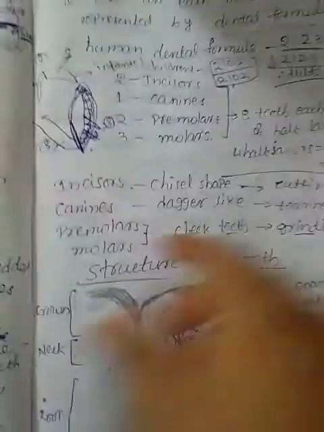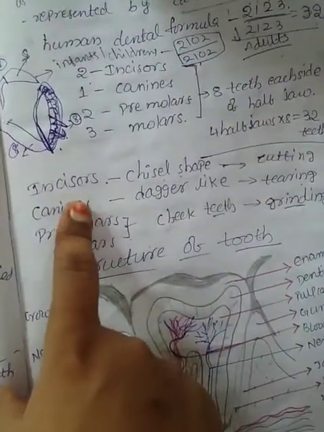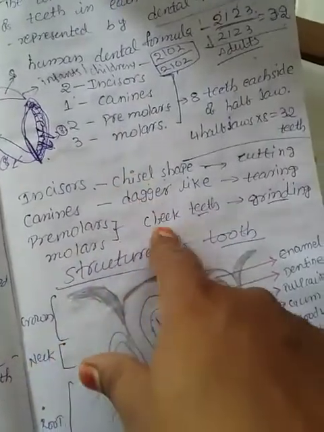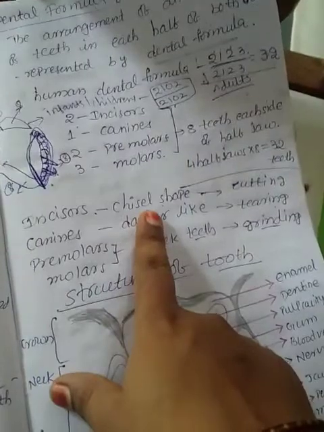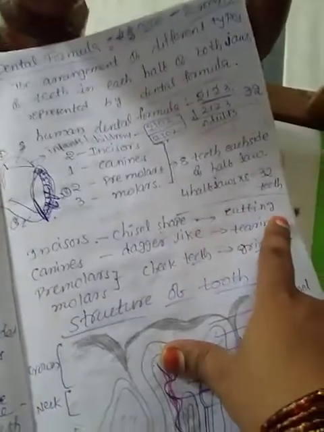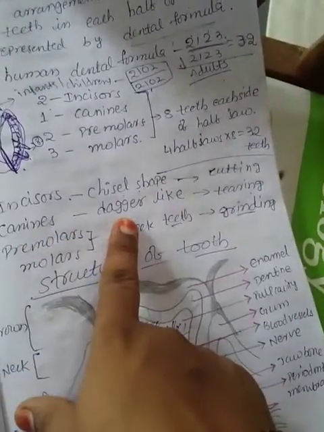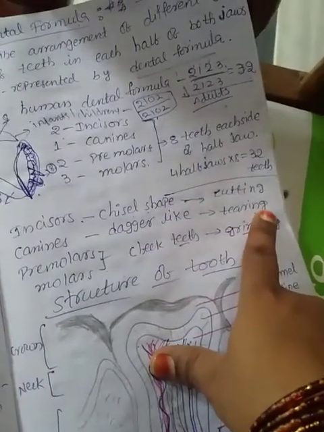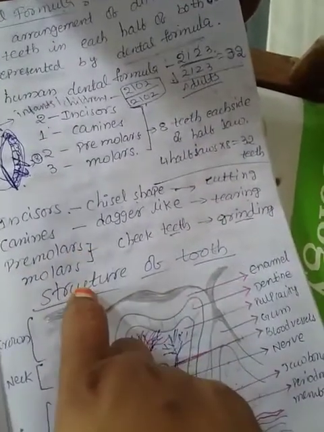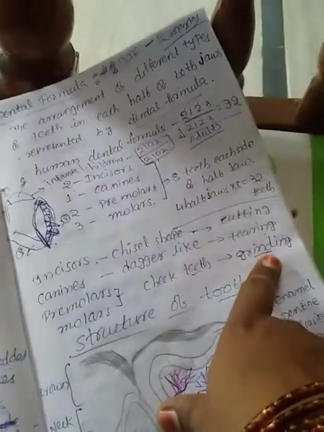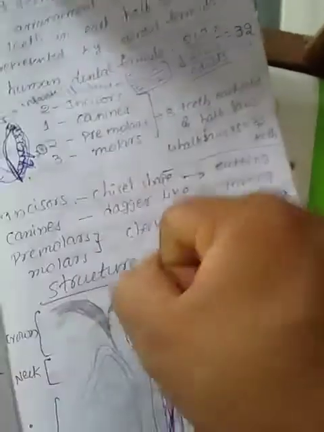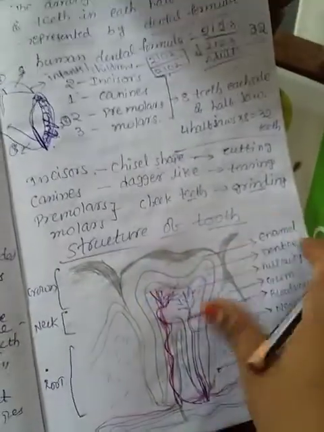Next we also learned about teeth, their shapes and their duties. Incisors have a chisel shape and are used for cutting the food. Canines are dagger-like and used for tearing, and premolars and molars are treated as cheek teeth, used for grinding our food material. Okay, today we are discussing the structure of the tooth.